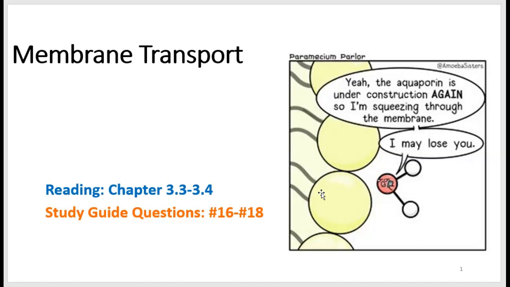So this lecture is all about the movement of substances across a membrane, and you can see from the cartoon that the little water molecule is saying, yeah, the aquaporin is under construction again, so I'm going to squeeze through the membrane, but I might lose you. And that's because water can't actually go through the phospholipid bilayer.